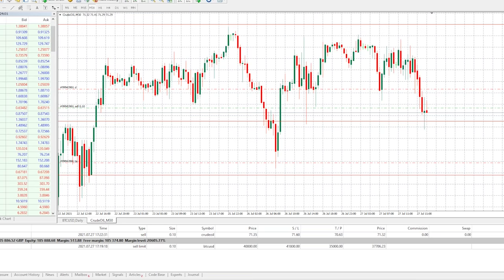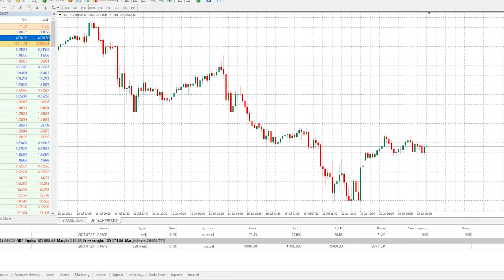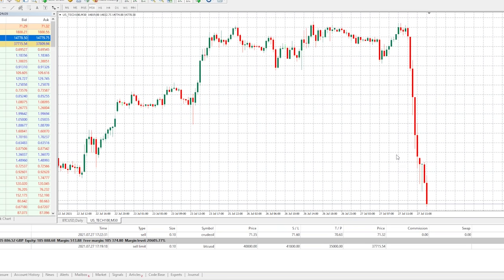Now, if we look at, let's say, the US Tech 100, boy, Alibaba didn't have good news today. And so down went the US Tech 100, right? China's really pushing a crackdown on tech companies. And, with the fear that's hitting anyways around the world, we see what happened to the US Tech 100.